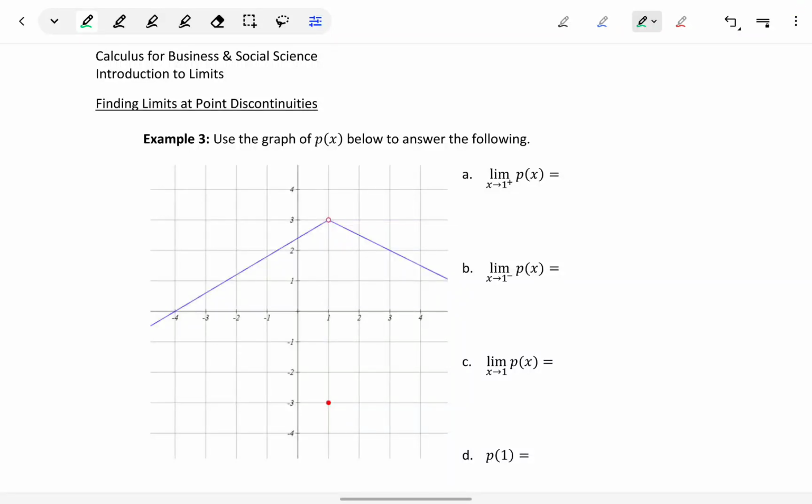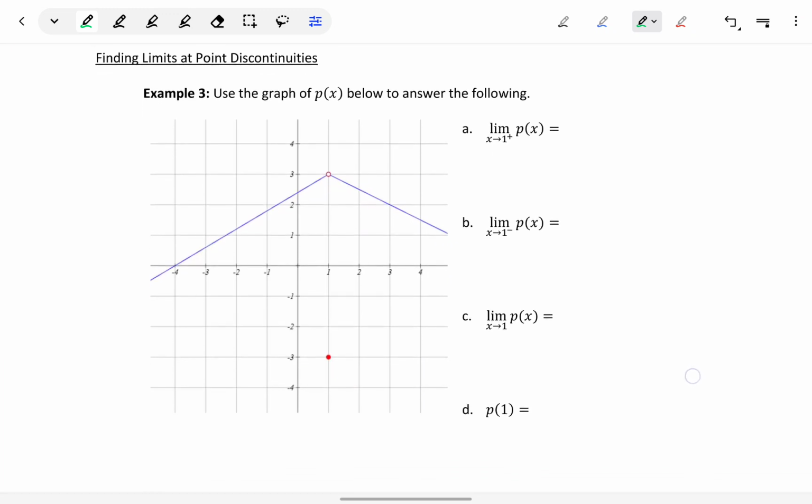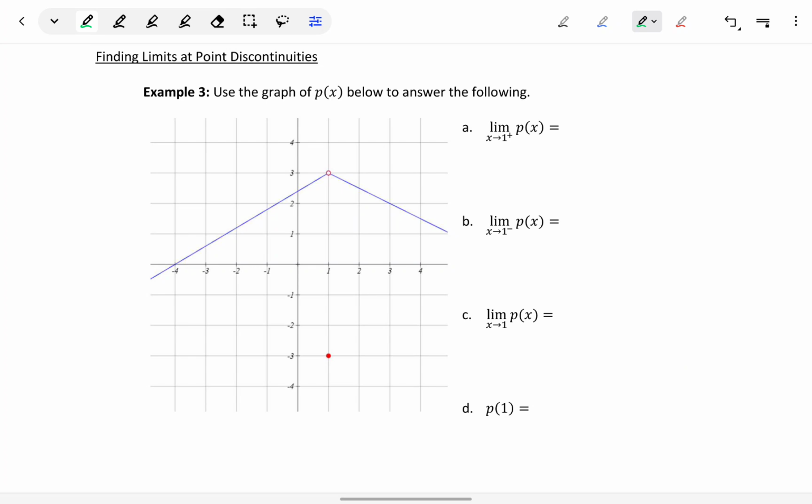In the next two examples, we're dealing with functions that have point discontinuities, curves that would otherwise be continuous except for a single point that's missing. What we want to do in part A is find the limit of this function as x approaches 1 from the right.